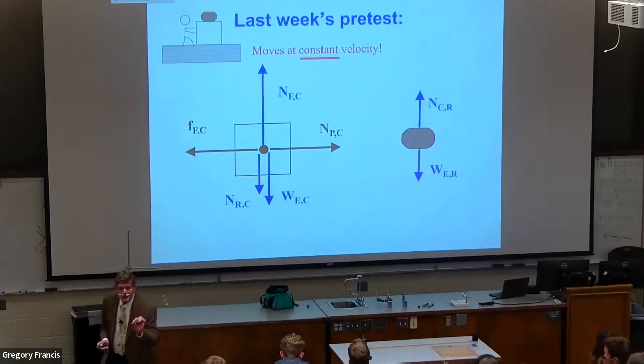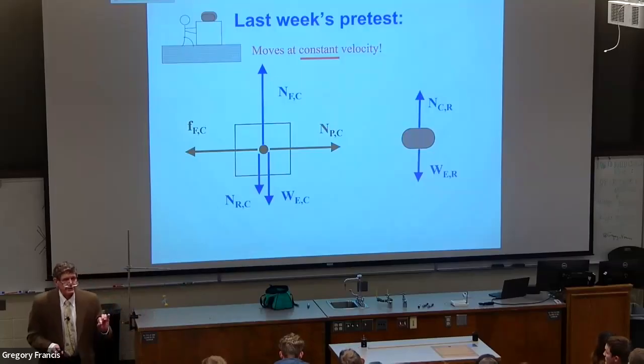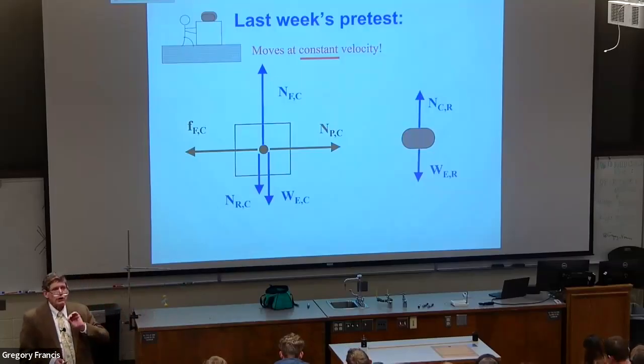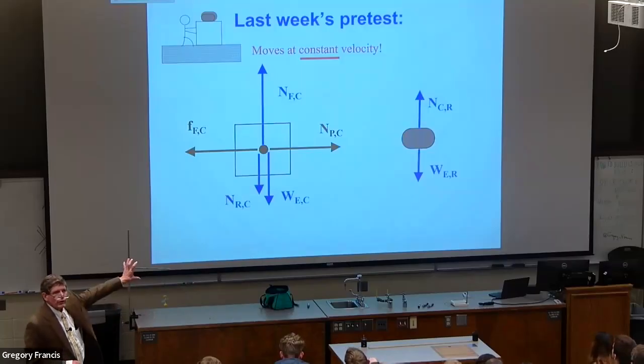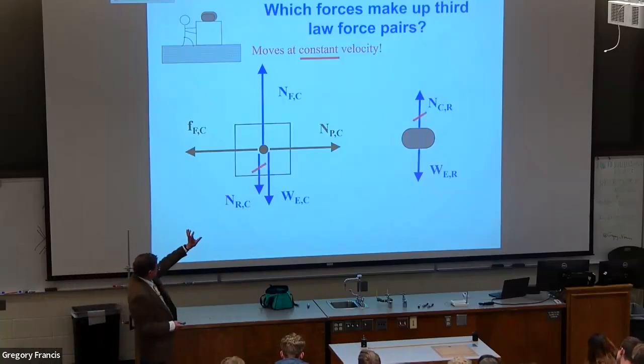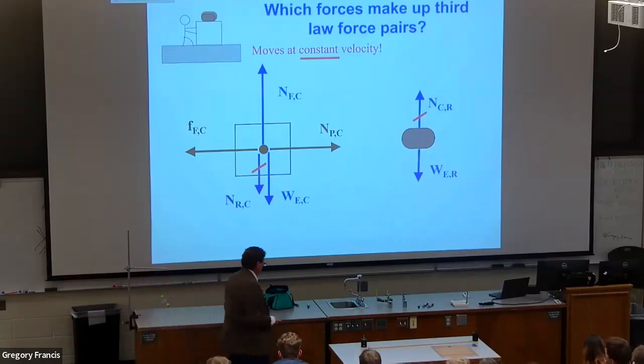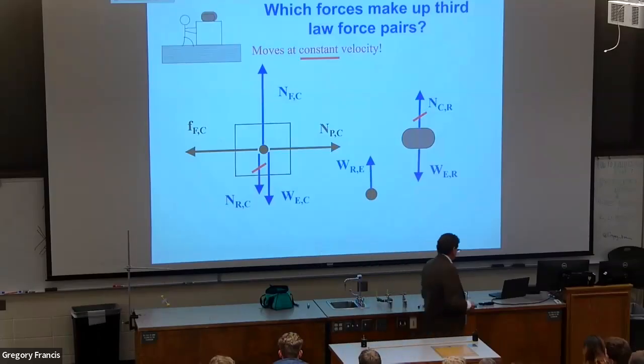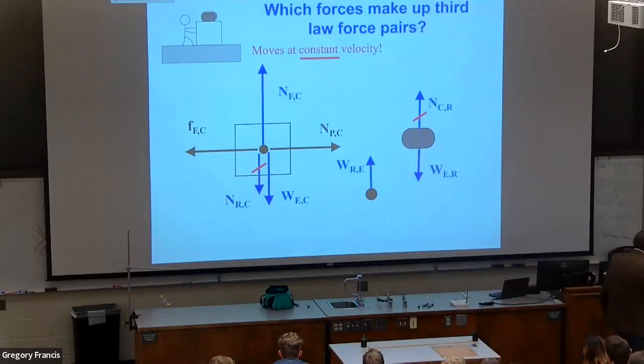Now, you were asked in that pretest to find all the third law companion forces for any force on the rock, just the rock, not the crate, just the rock. Well, there's one pair right there. The crate pushes up on the rock with a normal force, and the rock pushes back also with a normal force on the crate. Now, that gravitational force on the rock also has a third law companion. The earth pulling on the rock has a companion force of the rock pulling up on the earth.